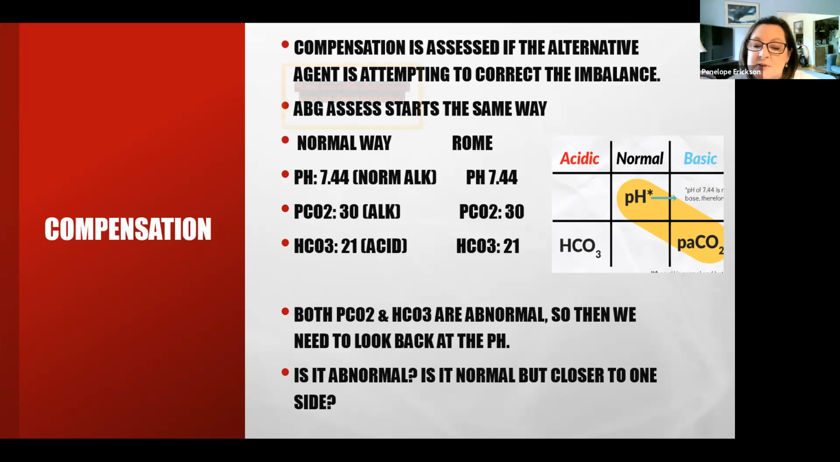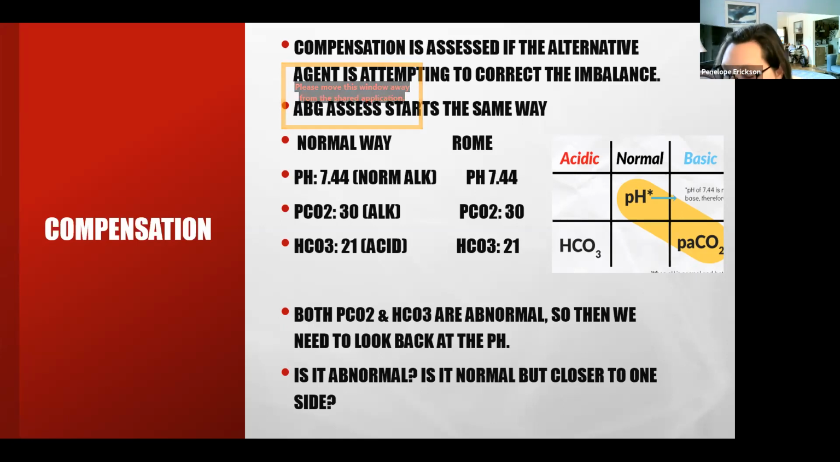So we know that both the CO2 and the bicarb are abnormal. So then we're going to look back at the pH and we see that the pH is more toward base. So we know that we have a respiratory alkalosis, but is it partially compensating or fully compensating?